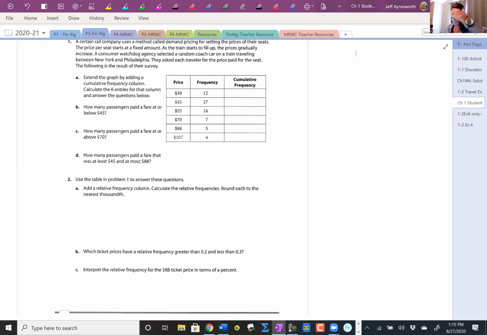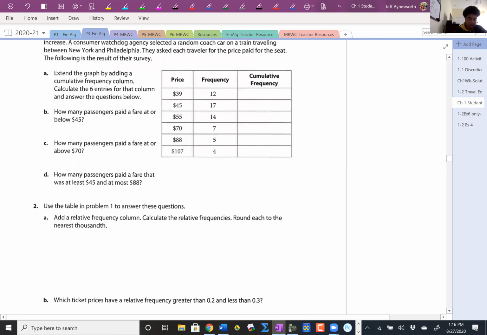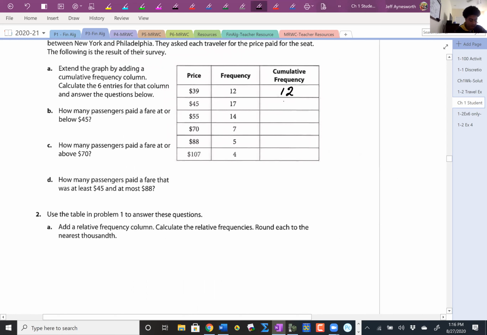In order to answer your questions, we need the actual table. So did you calculate all the cumulative frequencies and the relative frequencies so you can answer the number two questions? Yeah, I know the cumulative frequency. The first one I got was 12. Let's just go ahead and write out the values. Okay, first one, 12. Then the second one is 29. Keep going. Then 43, 50, 55, and 59. Very good.